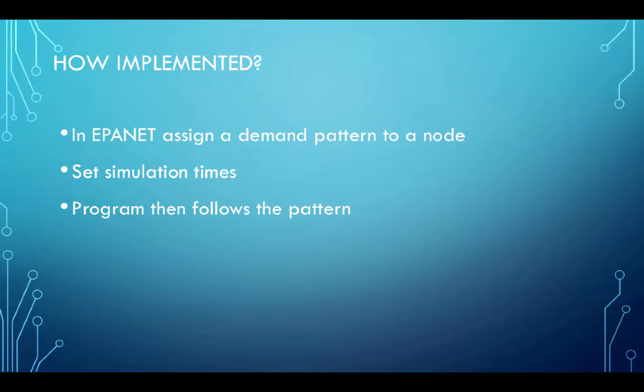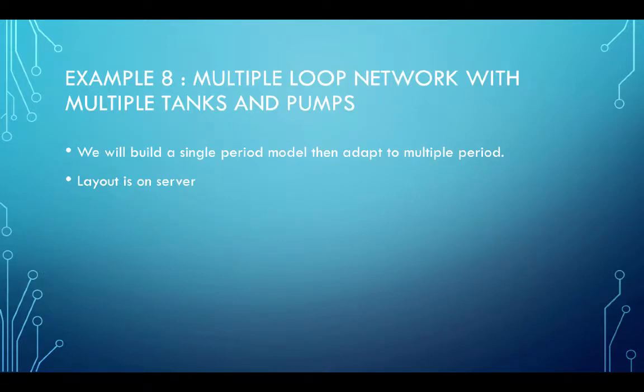So if the multiplier is all 1, then the demand doesn't change, but in the case where for a particular time interval the multiplier is set at 2, then the demand at that node is twice as big as its base demand. Then we have to set simulation times, and then the program will follow the pattern. So the program will start at hour 1 using whatever that demand pattern is. Maybe the multiplier is 1. At hour 2, maybe the multiplier is 1.2. Hour 12, maybe it's 3, and then we get back to hour 24 and it's back to 1.